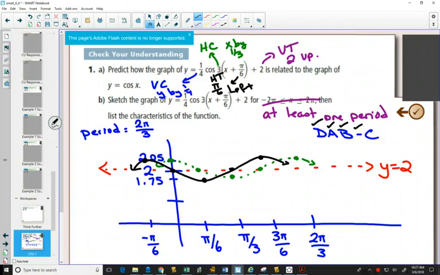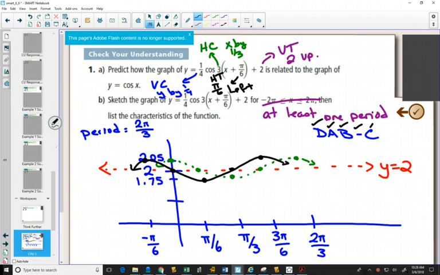So on an exam, they'll most likely ask you to graph at least one period. So everything here is labeled nicely. We've got labels on our y-axis, we have labels on our x-axis, and we've graphed at least one period.